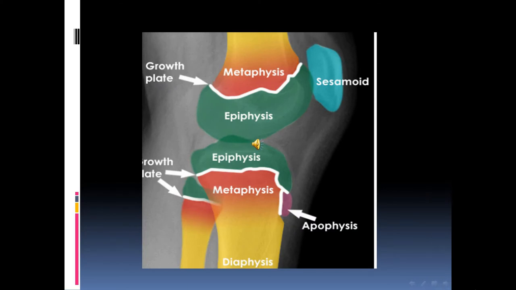In this example, we can see the lateral x-ray of the knee joint, the normal anatomy. In green color, we can see the epiphysis, which is near the articular surface of the knee joint. In red color, we can see the metaphysis, and in yellow color we can see the diaphysis, while the white line represents the growth plate.